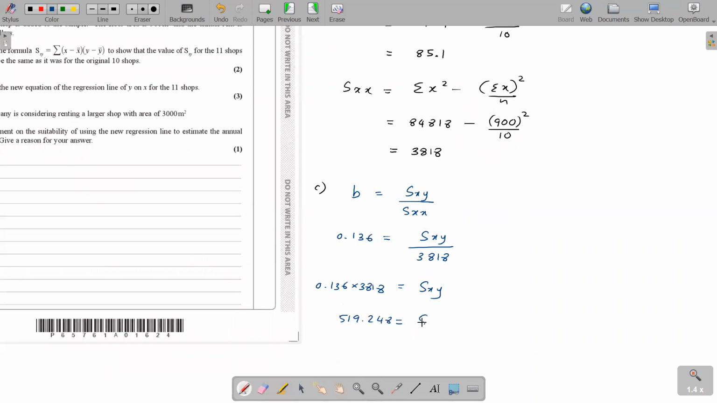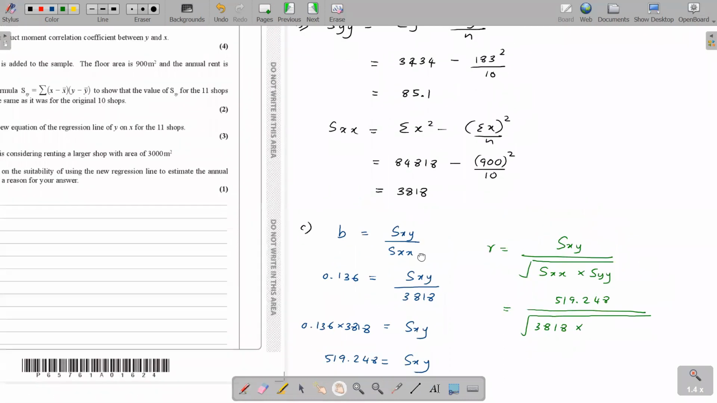519.248 is Sxy. So everything is ready now. We can go to find the R value. R equals Sxy divided by the square root of Sxx times Syy. So Sxy is 519.248, divided by the square root of Sxx, which is 3,818, and Syy is 85.1.